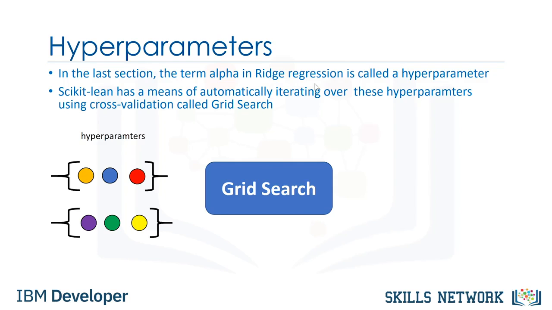Grid search takes the model or objects you would like to train and different values of the hyperparameters. It then calculates the mean square error, or R-squared, for various hyperparameter values, allowing you to choose the best values.